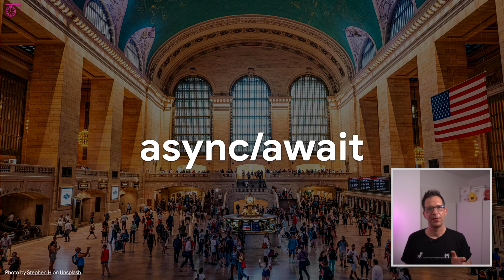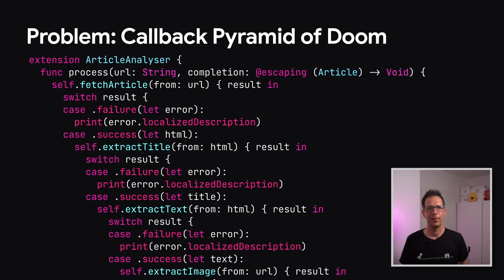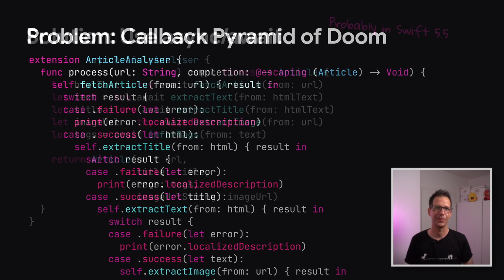Async await is another way to handle asynchronous programming. And to give you an impression why async await might help to write more elegant code, let's look at this code snippet here. So it's pretty hard to read, right? So let me just tell you what it is. It fetches the text of a HTML page, it extracts the keywords, and downloads an image that matches those keywords.